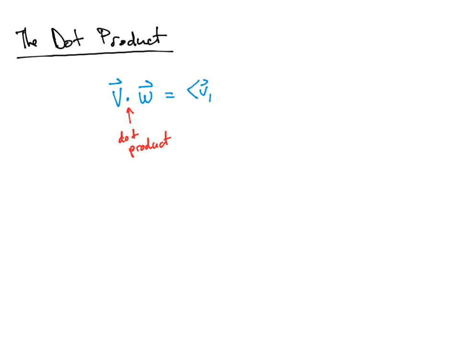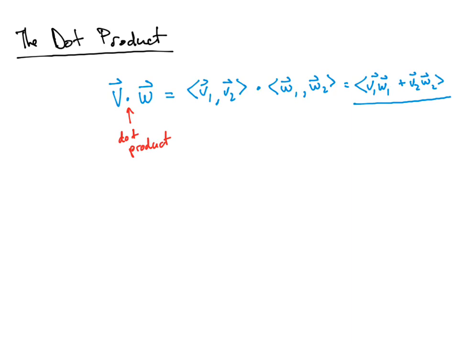component 1 of vector v, component 2 of vector v, times component 1 of vector w, component 2 of vector w. So when we multiply this, we get v1 w1 plus v2 w2. So that's what we want to remember here.